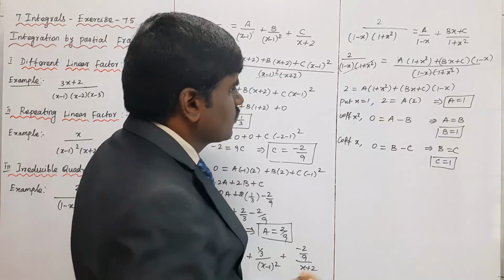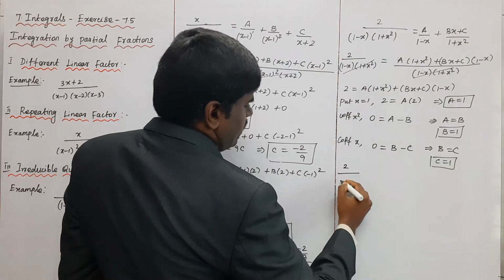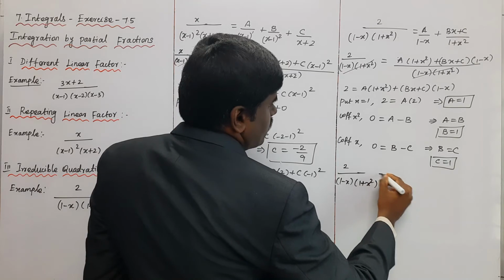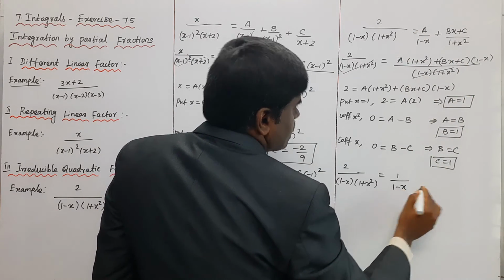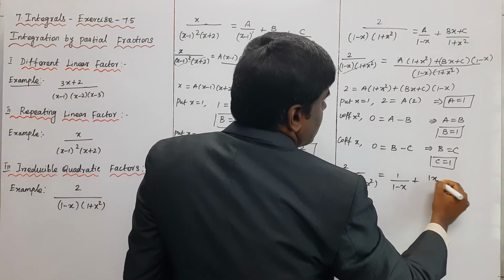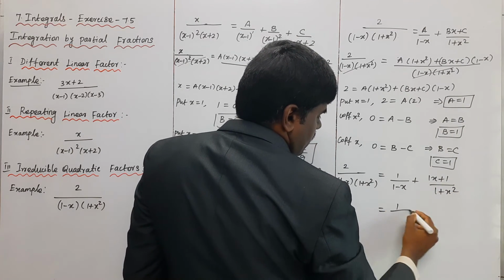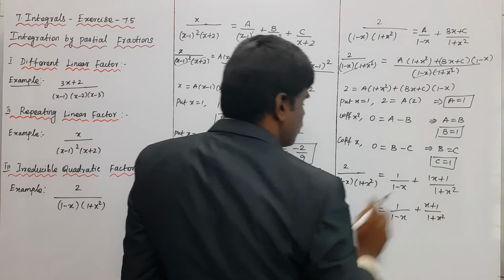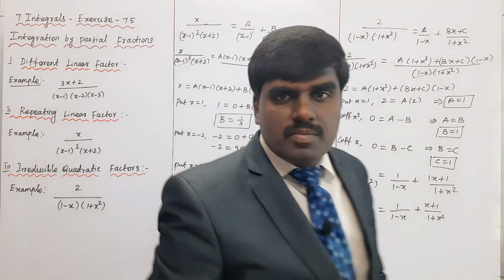Is that clear? Next again you utilize substitution of the values. What's the meaning? A divided by 1 minus x and 1 plus x squared, what's the value of A? A is equal to 1. So 1 divided by 1 minus x, plus bx plus c. B value is equal to 1, and c value is equal to 1, divided by 1 plus x squared. That means 1 divided by 1 minus x plus x plus 1 divided by 1 plus x squared. So here the rational function I converted into partial fractions. Yes, clear? Understood my children?